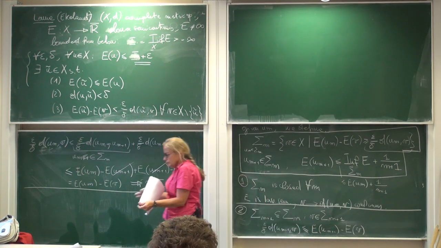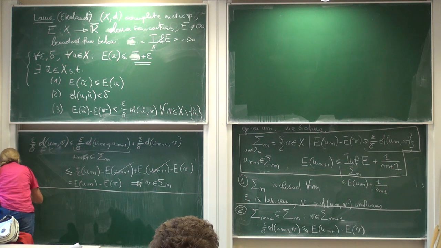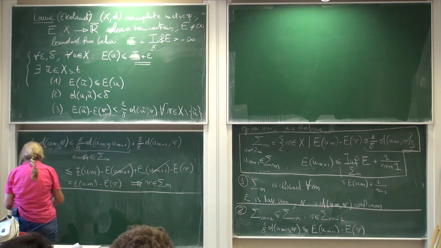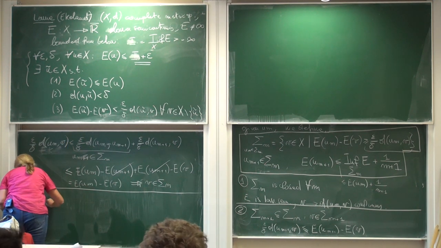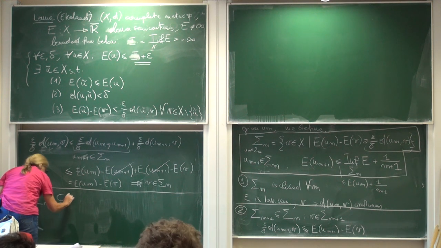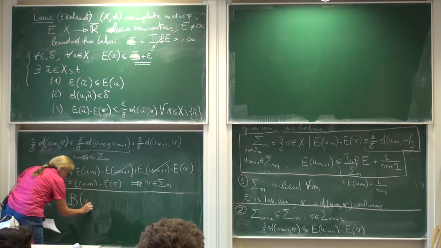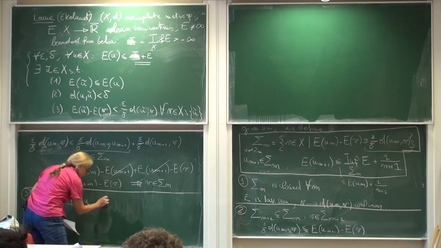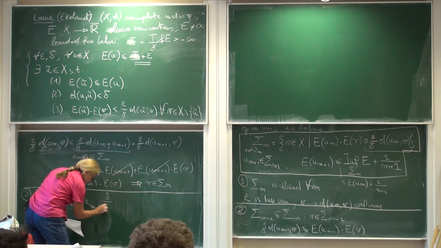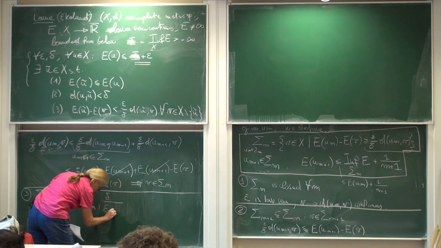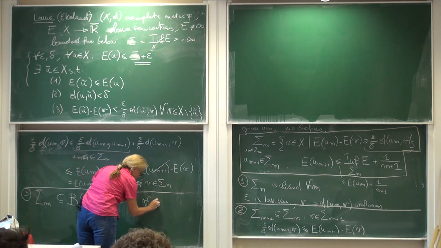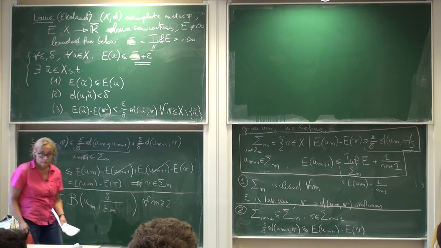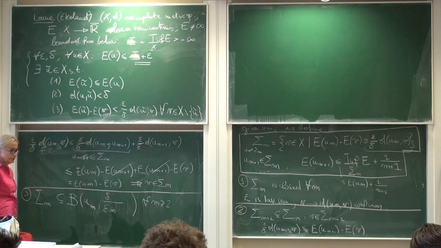So those sets are becoming smaller and smaller. And in the third step, we estimate their size. Why? Because sigma m, I claim, is contained in the ball of center u m and radius delta over epsilon m. This is for any m greater or equal than 2. This is my third claim.